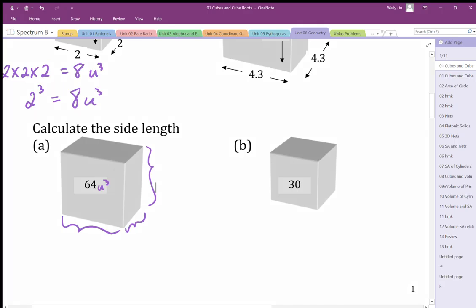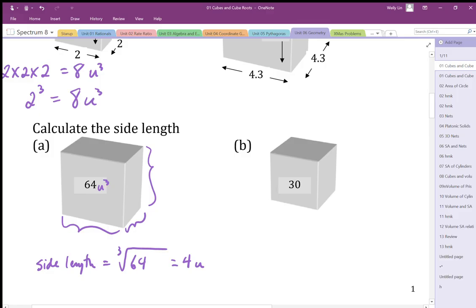So I can take this 64, so the side length is equal to the cube root of 64. And some of us know how to do this in our heads. The answer is going to be 4. 4 units of length.